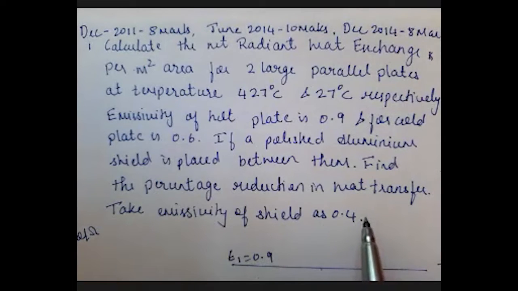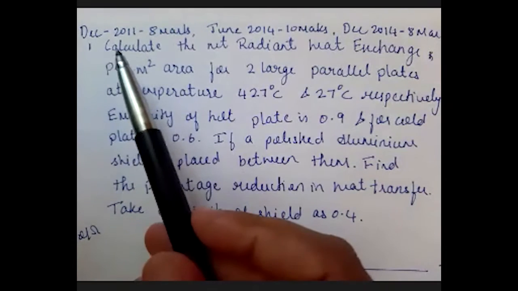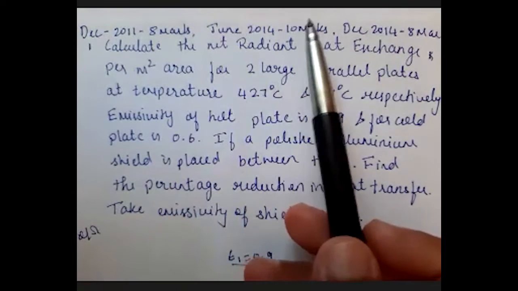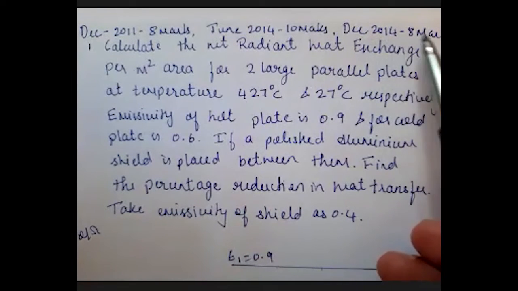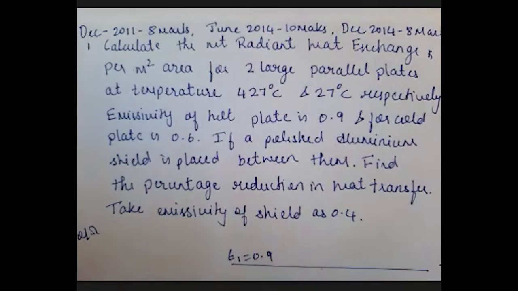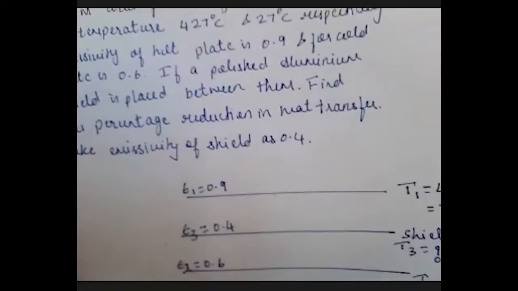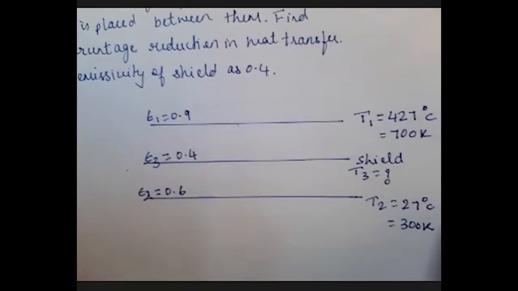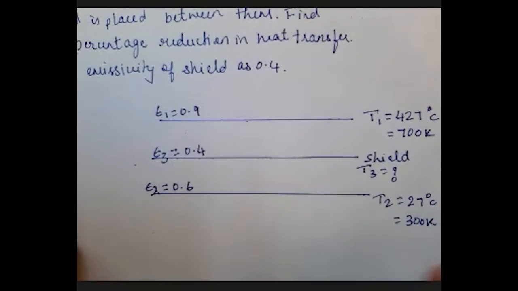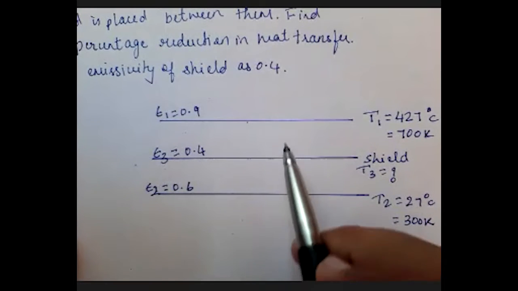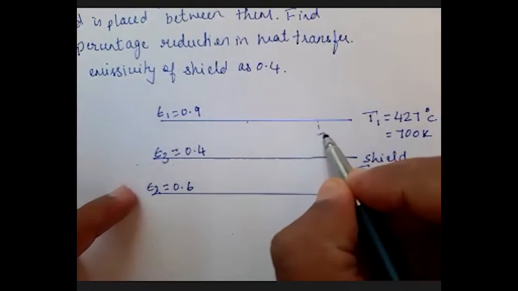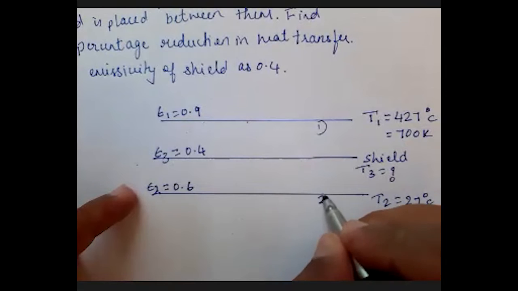This problem was asked in the university thrice: December 2011 for 8 marks, June 2014 for 10 marks, and December 2014 for 8 marks. The solution goes like this. I have a shield in between two parallel plates, infinite parallel plates. I take this as surface 1 and this as surface 2.